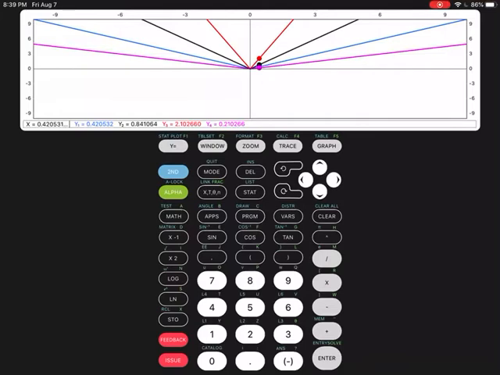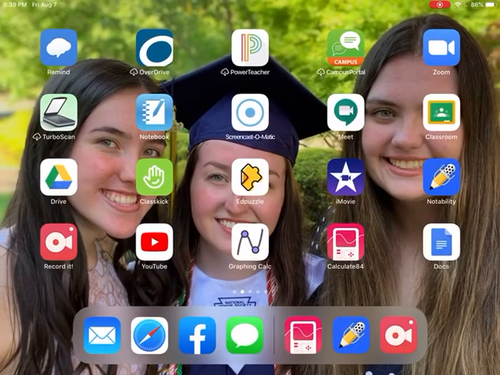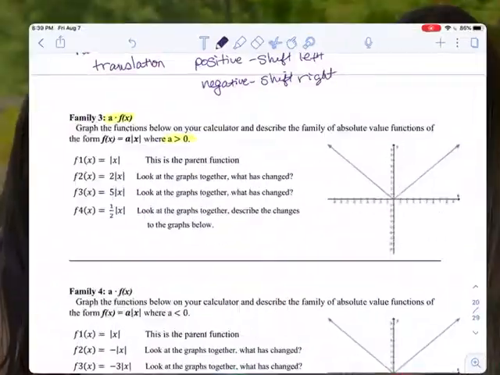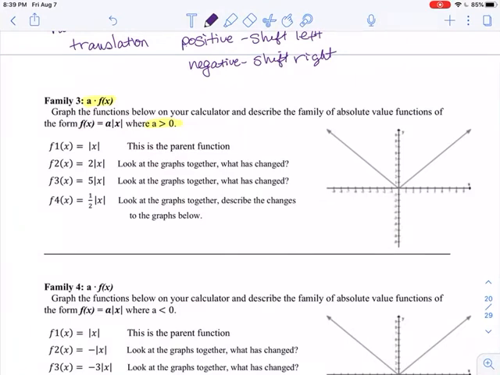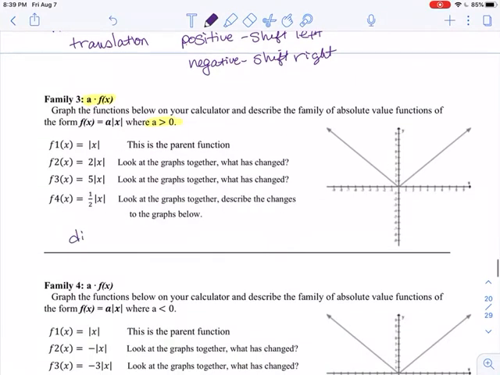So basically, when the number was greater than 1, it got narrower, steeper. When the number was less than 1 but greater than 0, it got wider. If you remember back from geometry, that transformation is a dilation. All right, so this is a dilation. That's what's happening when I multiply by a number in front. It changes the slope, or the rate of change.